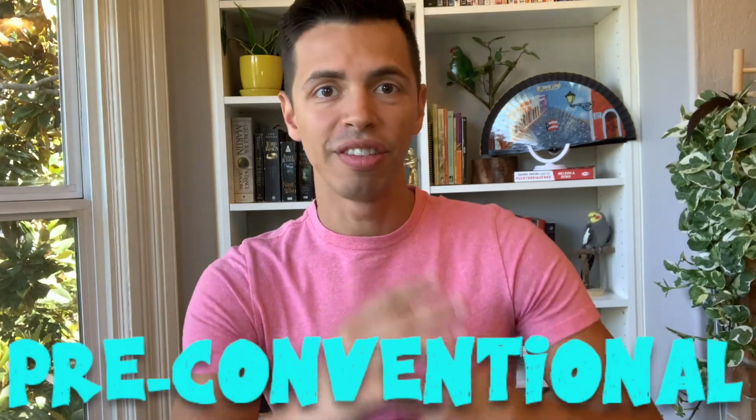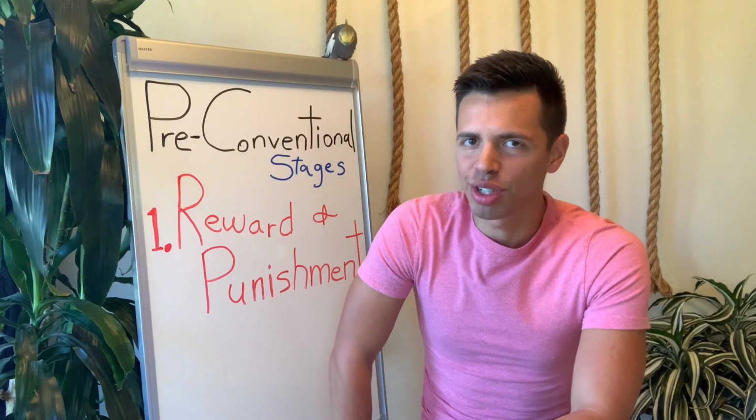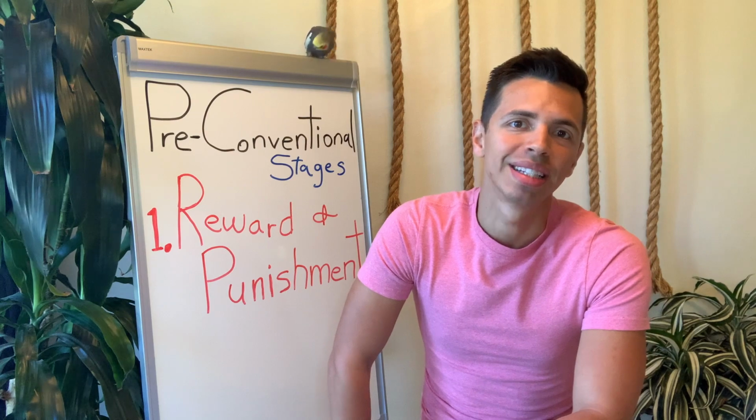Let's start with the pre-conventional stages. The first of the pre-conventional stages of Kohlberg's stages of moral development. Say that 5 times fast.